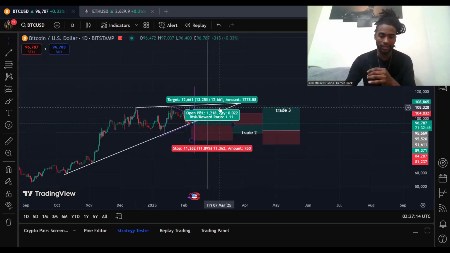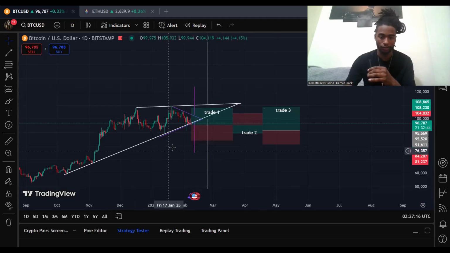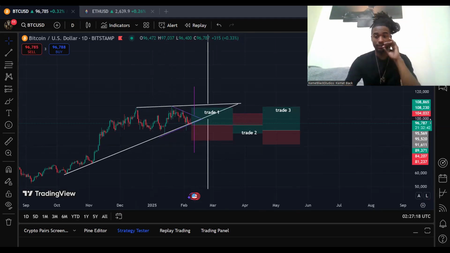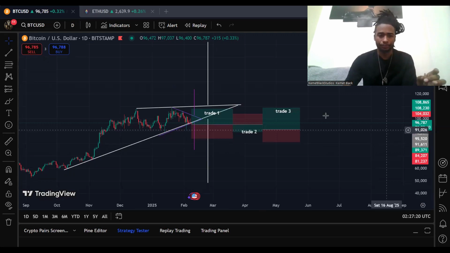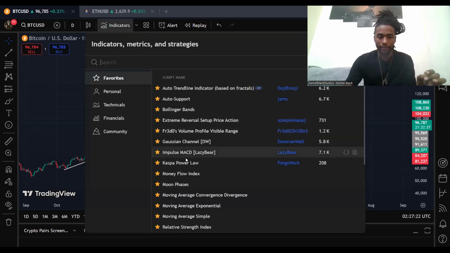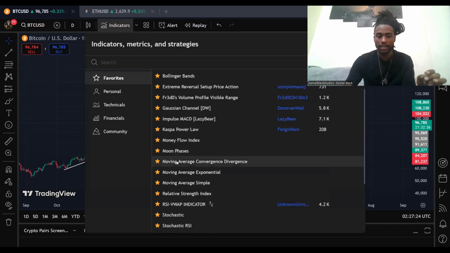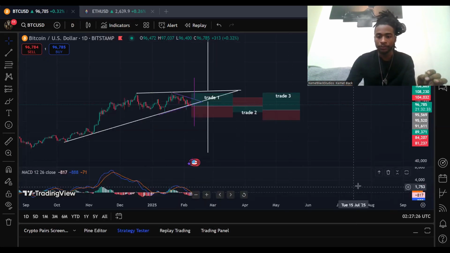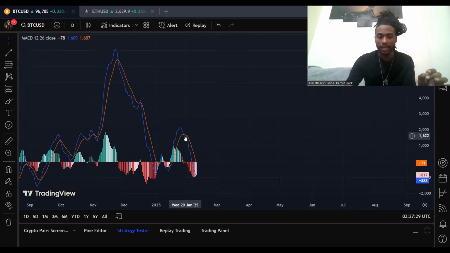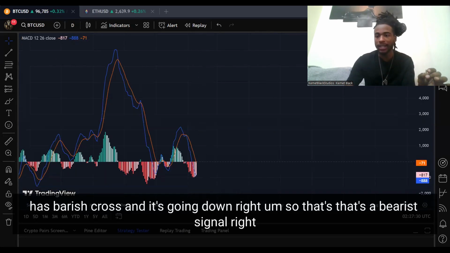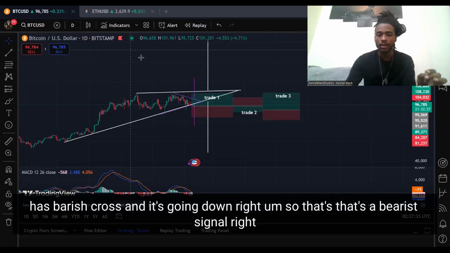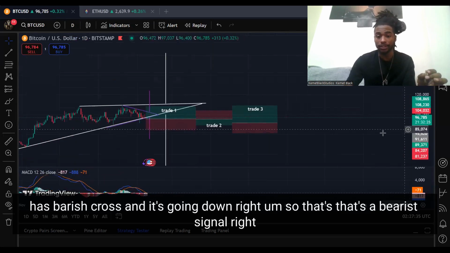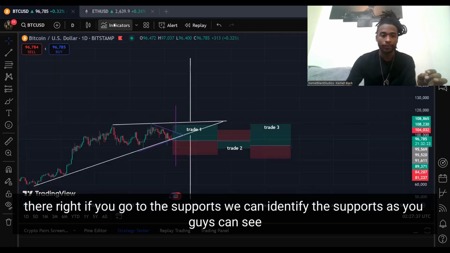As you see, we have these triangle patterns. I've identified the trend lines, and I identify the targets. And if we add the MACD on there on the daily time frame, you see that the MACD has a bearish cross and it's going down. So that's a bearish signal right there.